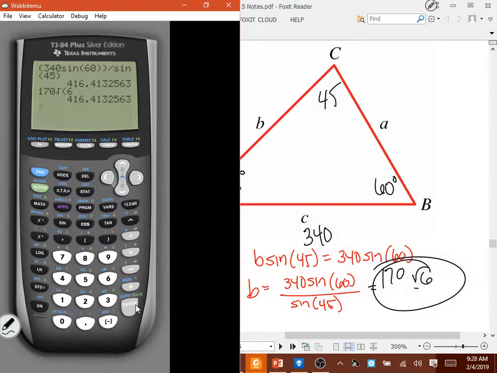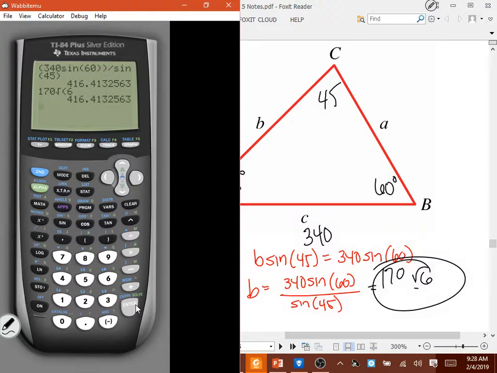The benefit of the 170 radical 6, though, is that I can be exact up to any decimal place that I want. With the calculator, 340 sine of 60 over sine of 45, it spits back 416.41325663, and I have to round that somewhere, right? And once I round that, I no longer have an accurate answer. Which is kind of problematic for us sometimes, because the next thing in this problem, what value have we not solved for? We have not solved for A.